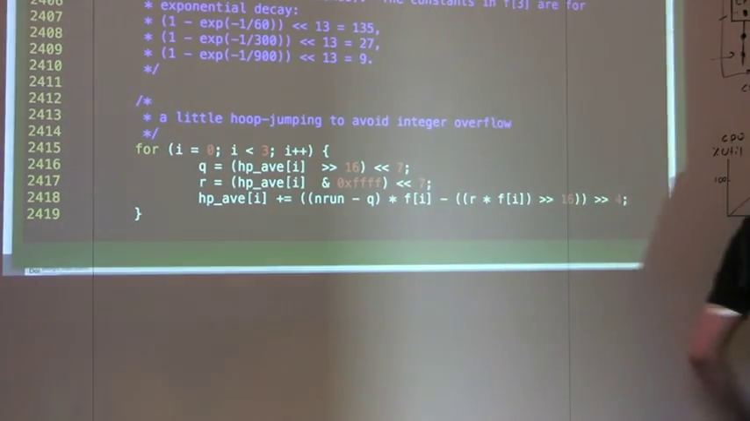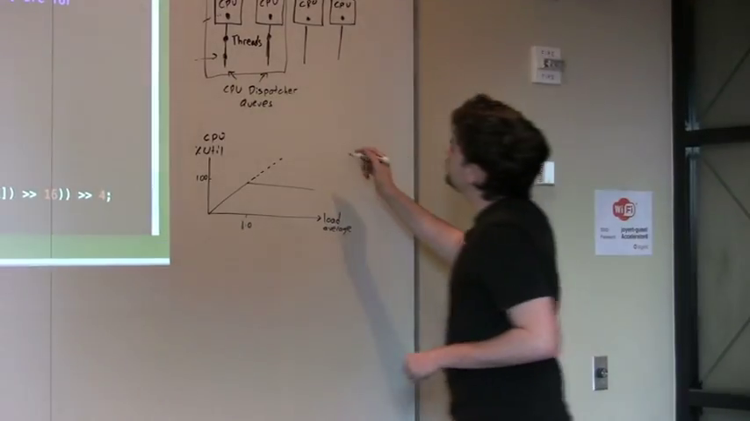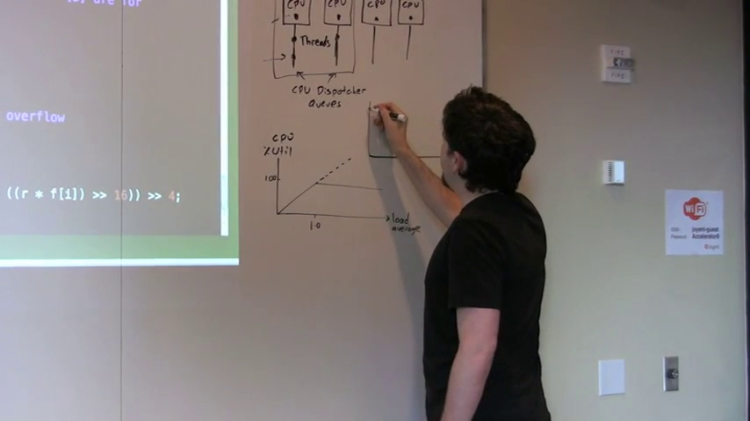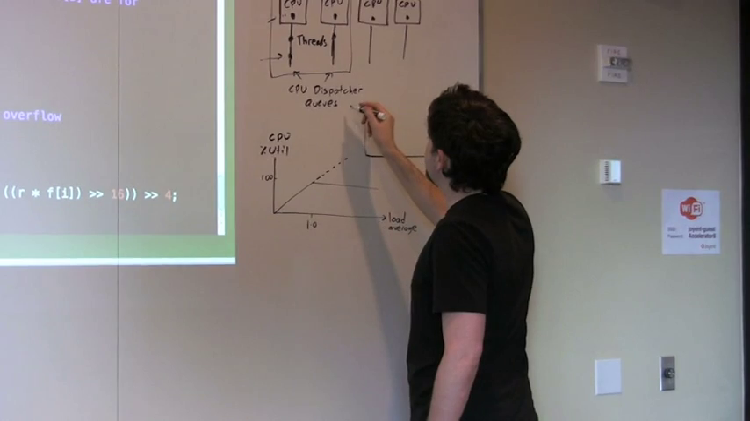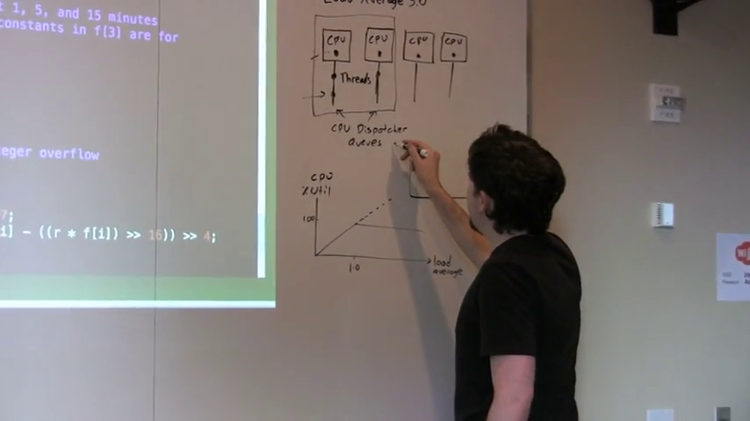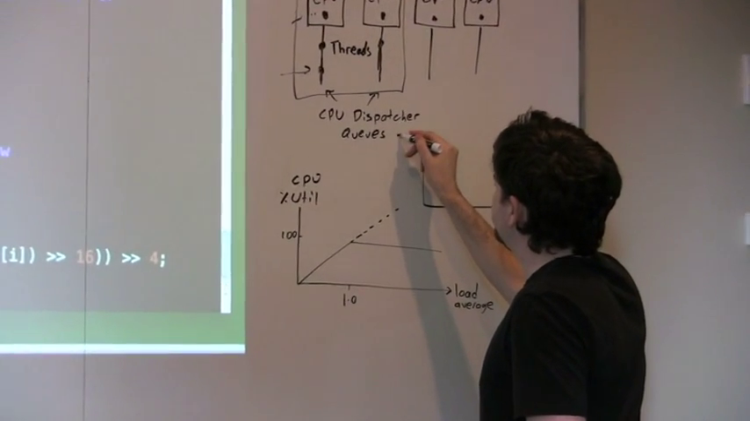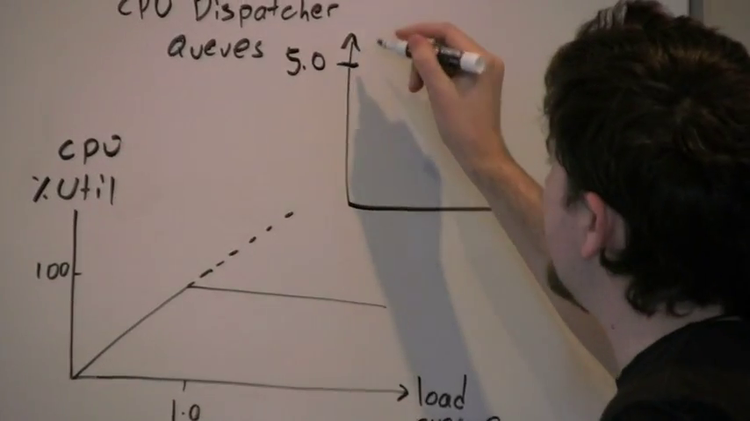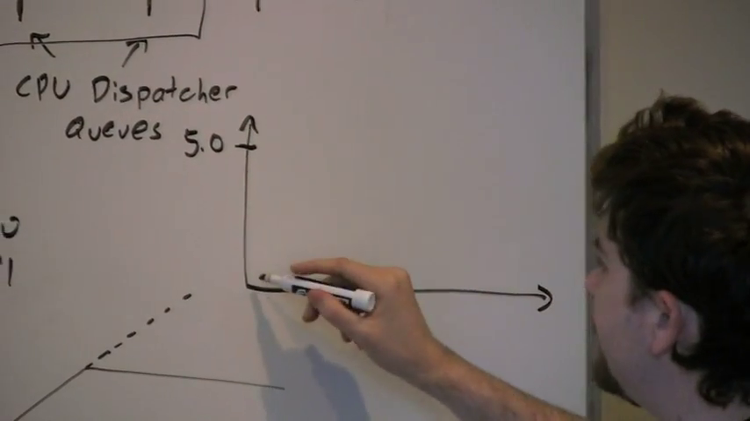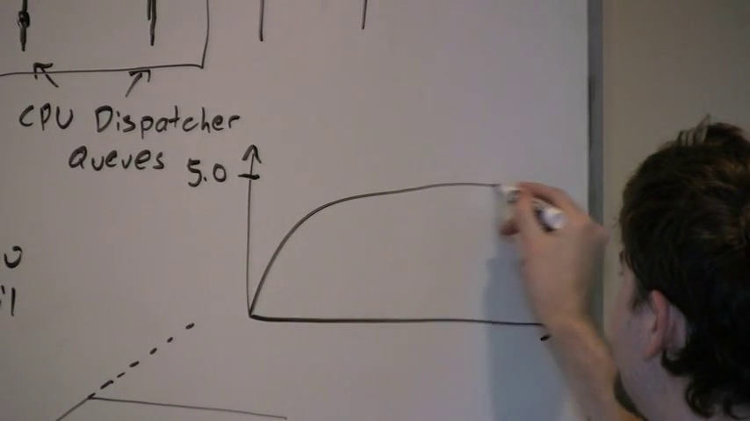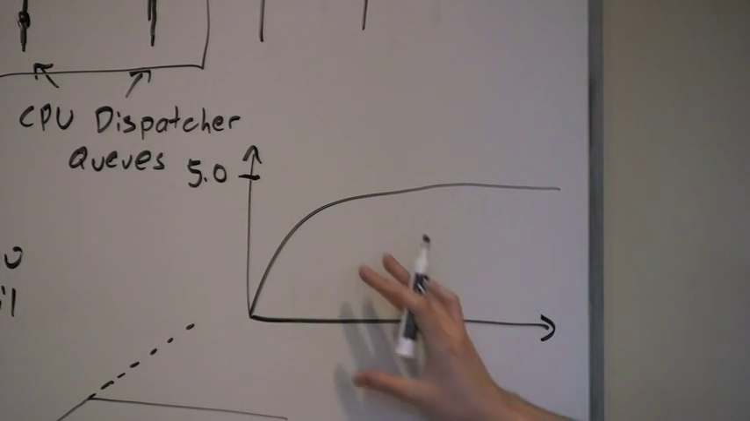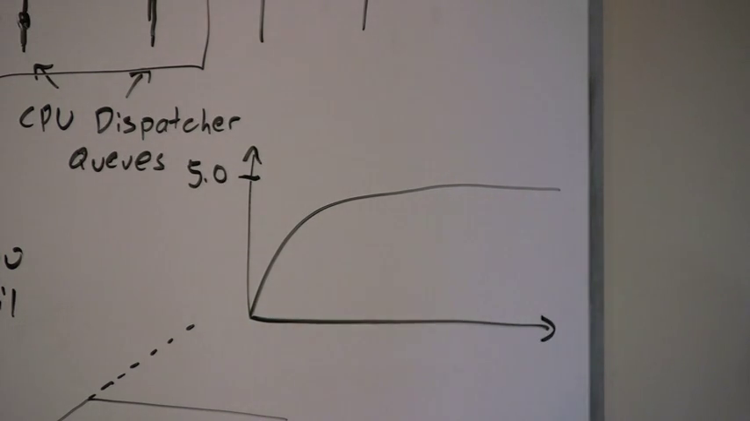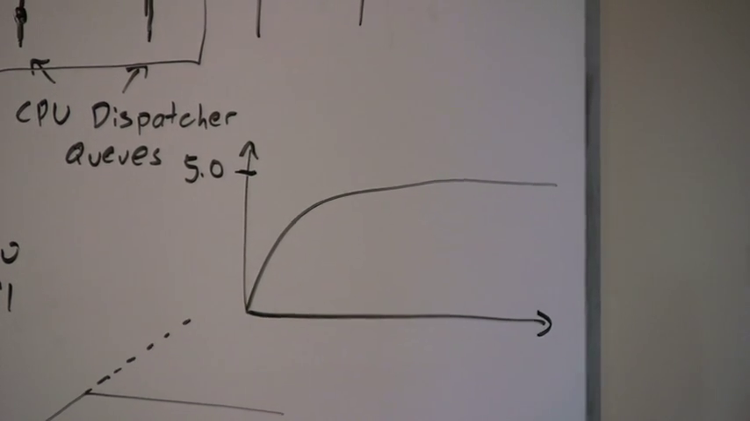And let me draw that graph a little bit. So let's say I run 5 threads on an idle system. I'd expect my load average to get to 5.0. So here's my load average. What actually happens is I have an exponential decay. So it will move quickly to start with and then take a while to get there.